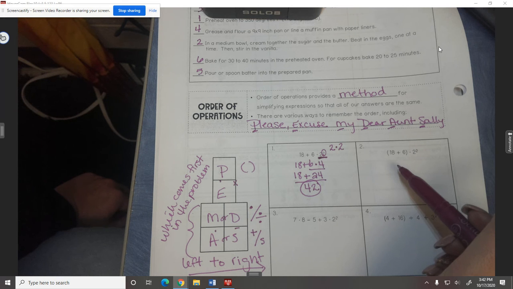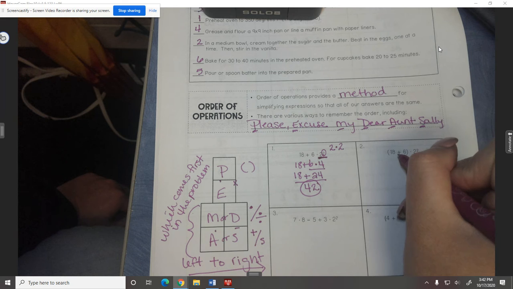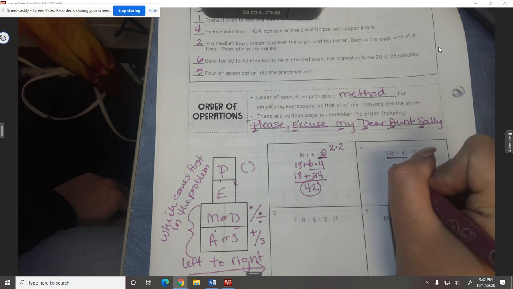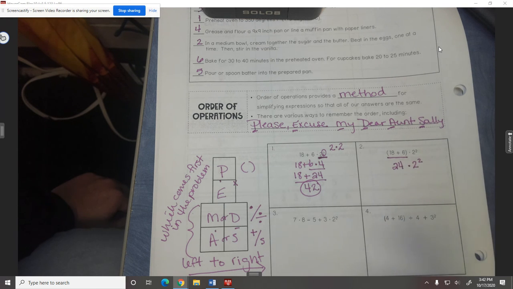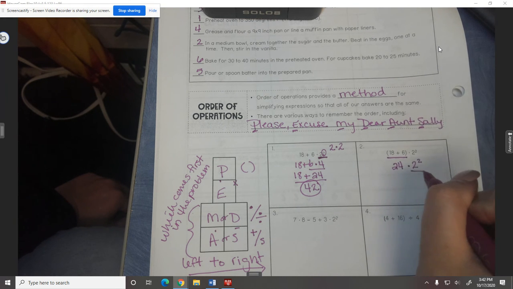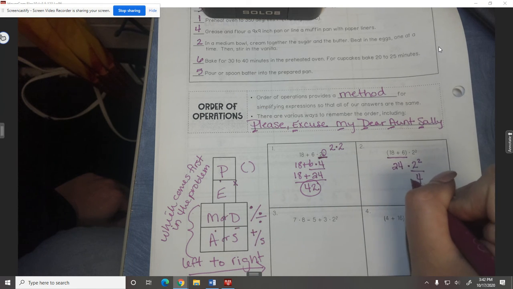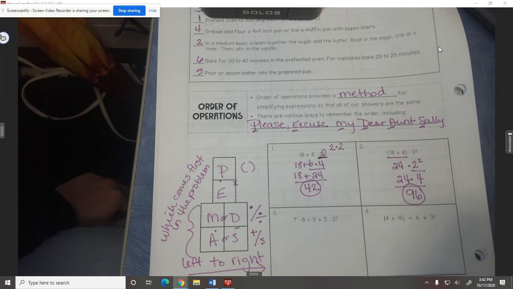Look at number 2. So we go back to our checklist, do we have any parentheses? Yeah, we do, right here. So we will do what's inside the parentheses first. 18 plus 6 is going to be 24. Bring down everything else, 2 squared. And then I have an exponent that's next in the list. 2 squared, we already determined over here, was 4. Bring down the rest. And so now I have 24 times 4, and that gives me 96. And you can use your calculator for these if you would like.